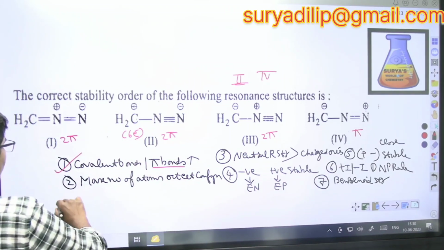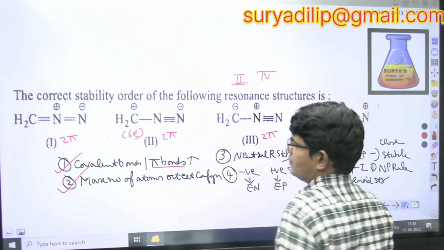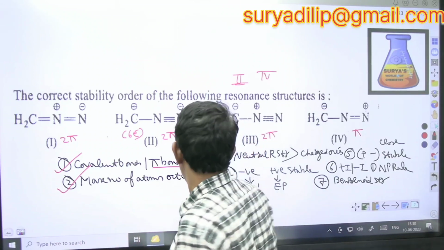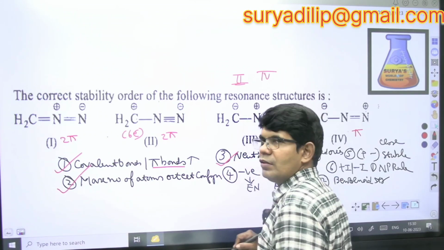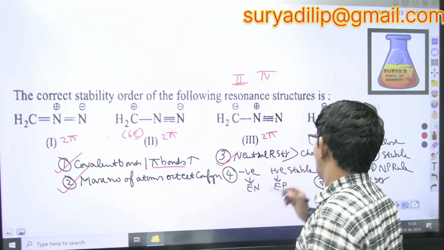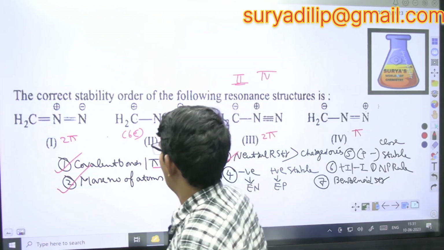We have applied the first rule, we have applied the second rule. Third one, neutral resonating structures. None of them are neutral ones. They are the charged ones. So this one also failed. So we'll move to the next one. Negative charge on electronegative, positive charge on electropositive. Obviously, I believe we can decode from this.